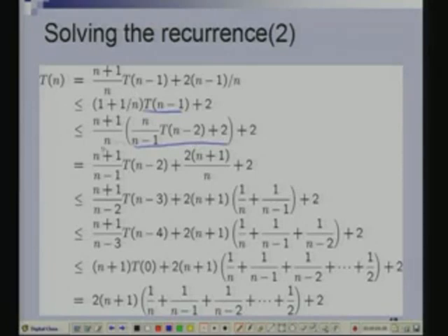Right. And now, let me just simplify it. So, this n and n cancel. So, I get n plus 1 over n minus 1 times T of n minus 2. This 2 is this 2, and 2 times n plus 1 over n. That is what I get. Right. So, this is just a simplification of this, it is exactly equal. Now, once again I am going to play the same game. I am replacing T of n minus 2 with the value of that. So, what is T of n minus 2?